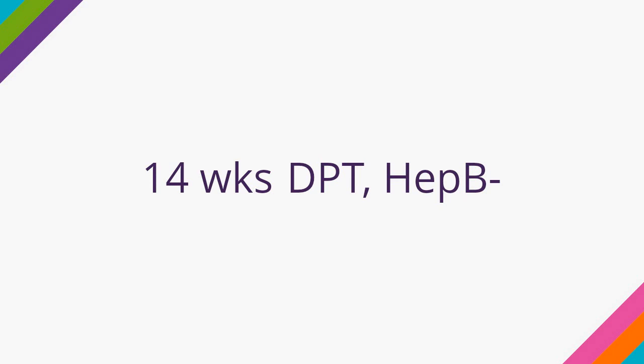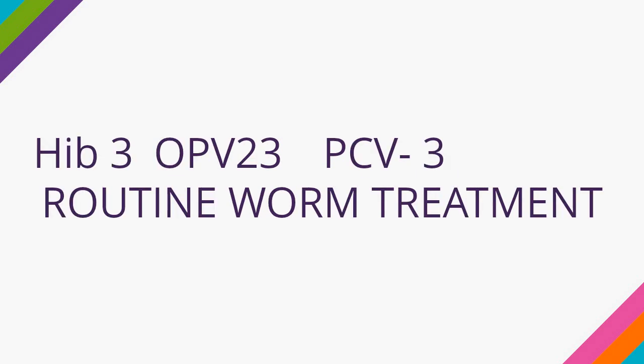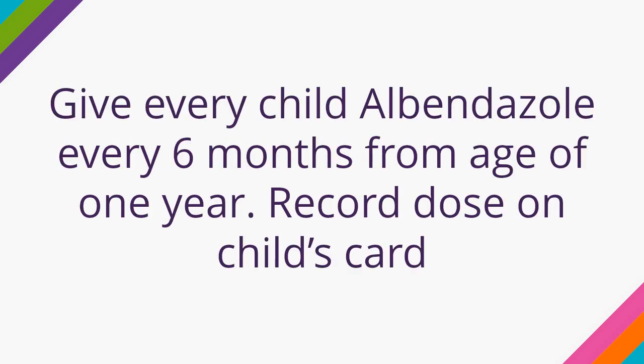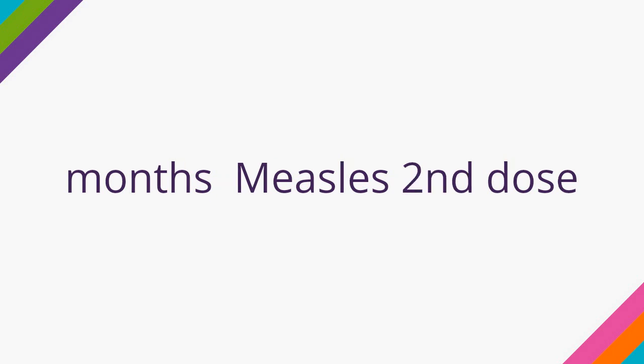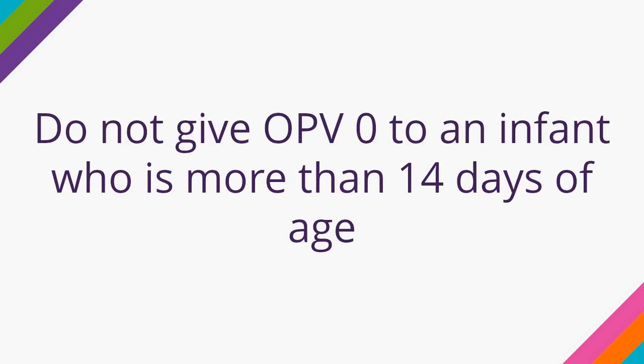At 14 weeks we give DPT, Hep B, hepatitis B vaccine, and Hep 3, and we also give OPV3. Okay, so you can also give PCV3. So at 9 months, you give measles first dose. Okay, so routine worm treatment is given to every child, that is albendazole every 6 months from age of 1 year, and record the dose on the child's card. At 18 months, we give measles booster dose. Remember, do not give OPV0 to an infant who is more than 14 days of age.